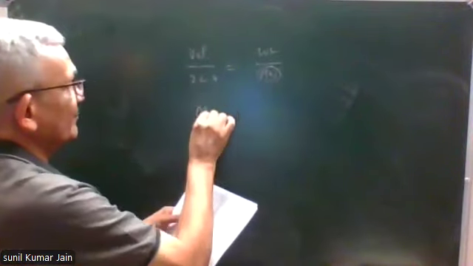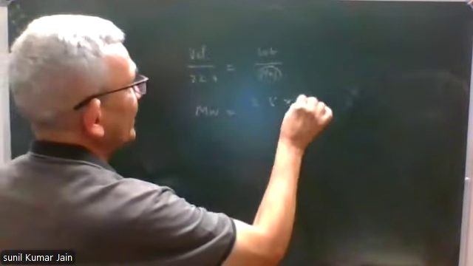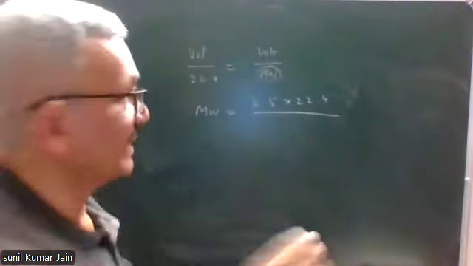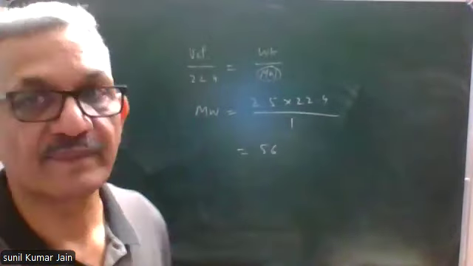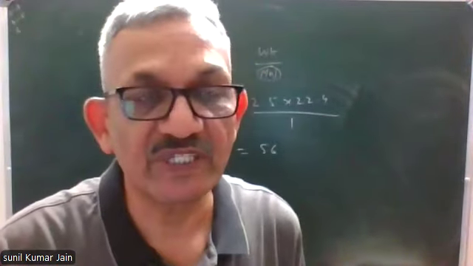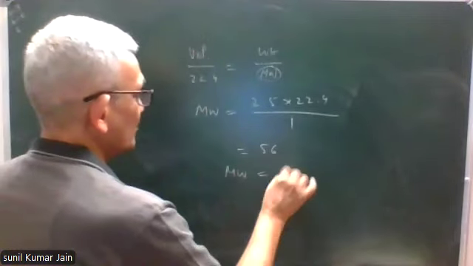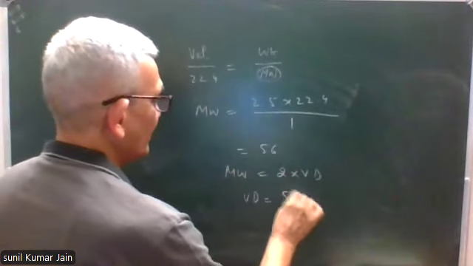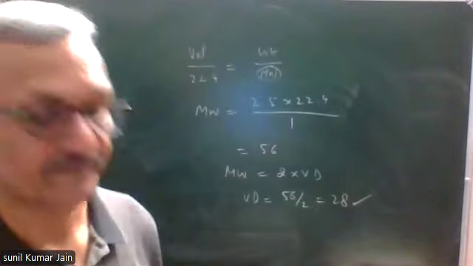Molecular weight will be weight 2.5 grams into 22.4 divided by volume. Volume is 1 liter. This will come out to 56. So molecular weight is 56. Then vapor density. See, molecular weight is equal to 2 into vapor density. Vapor density will be molecular weight divided by 2. 28 is the answer.